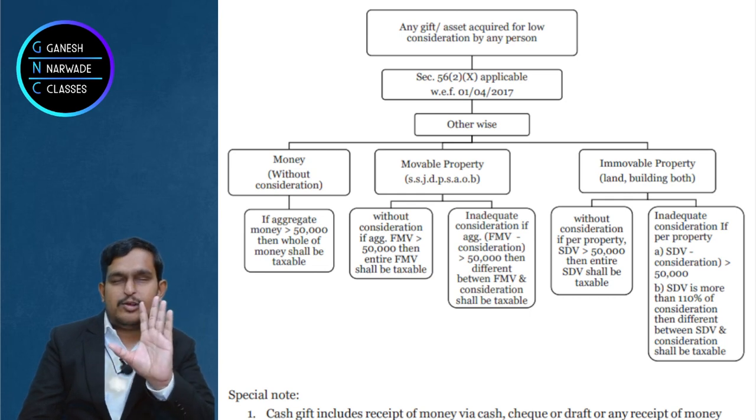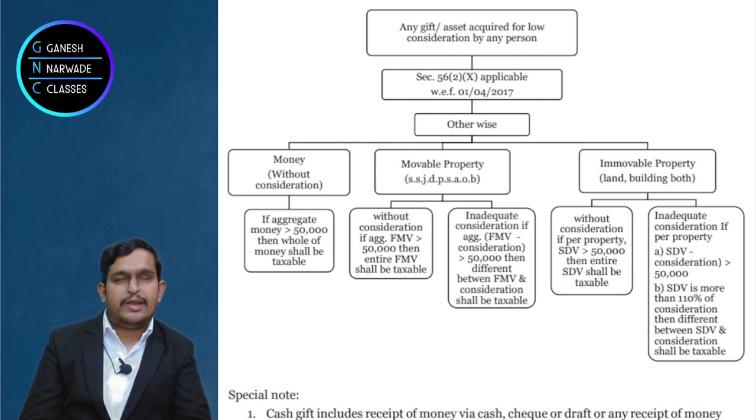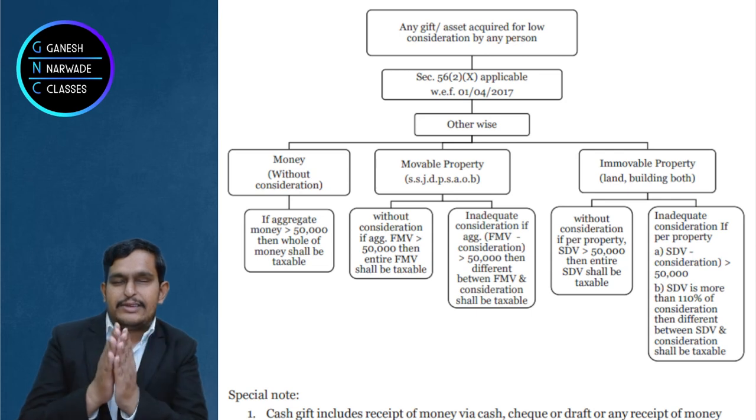No other thing you have to remember. That's it. Now come to movable property. What is movable property? Movable property may be jewelry, archaeological collections, painting, drawing, sculptures, work of art, bullion, jewelry, even virtual digital asset is movable property. We'll discuss later on, don't worry. But I am just telling you, these are all movable property.